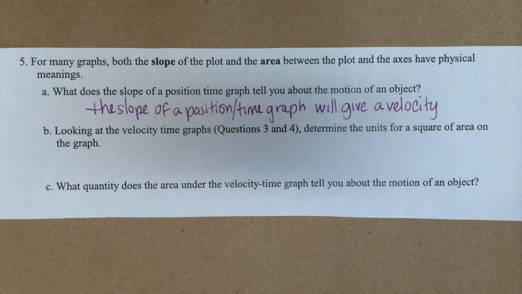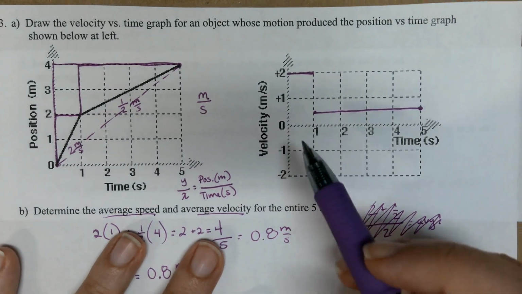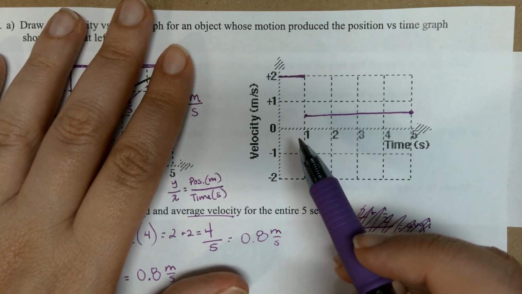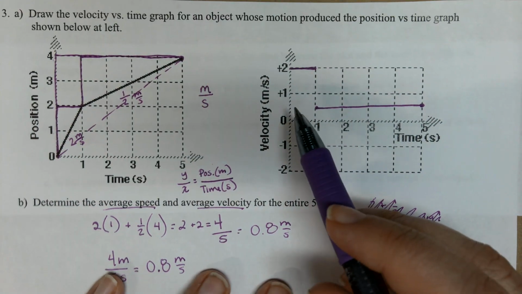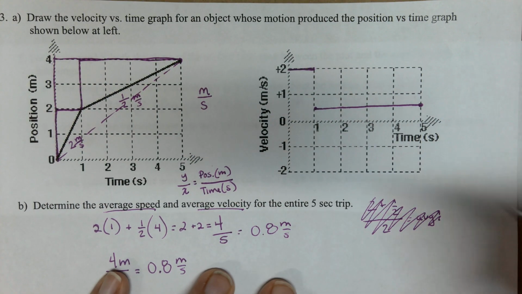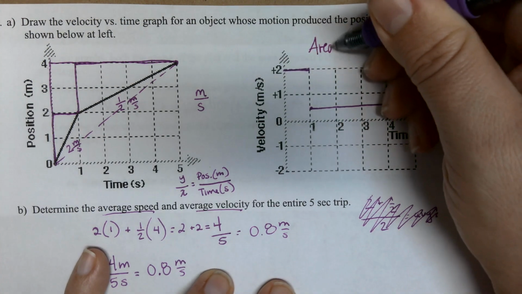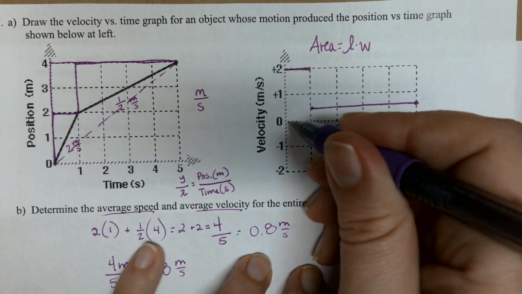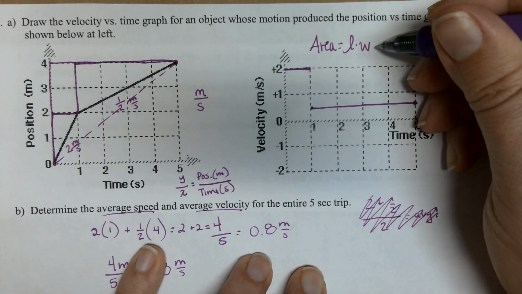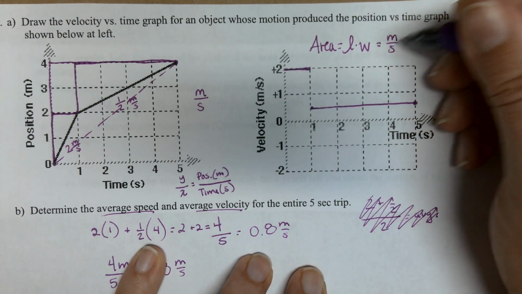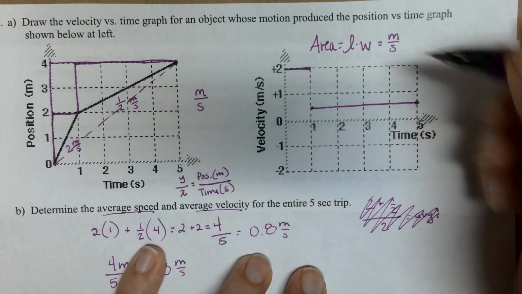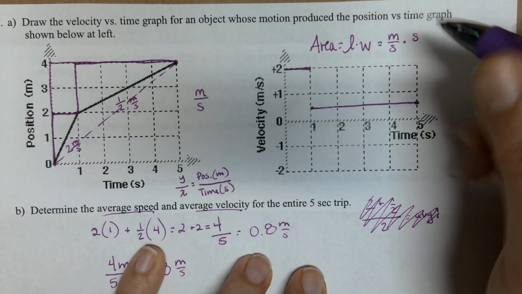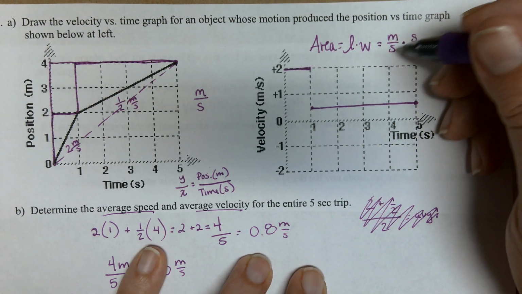So let me pull this here. What is 1 square of area equal to on this graph? Now I want you to think about how to get area. So area of a square is equal to length times width. Well, the length of this is meters per second, and the width of this is seconds. So what is meters per second times seconds?